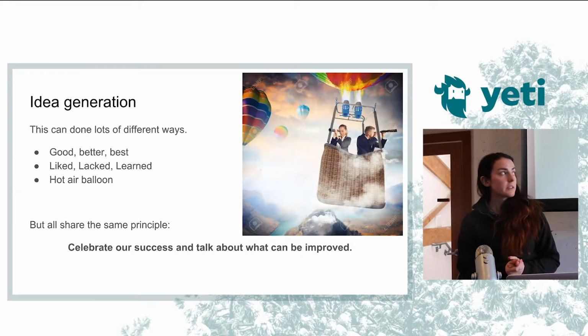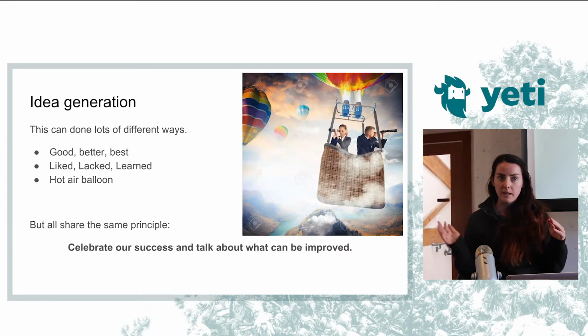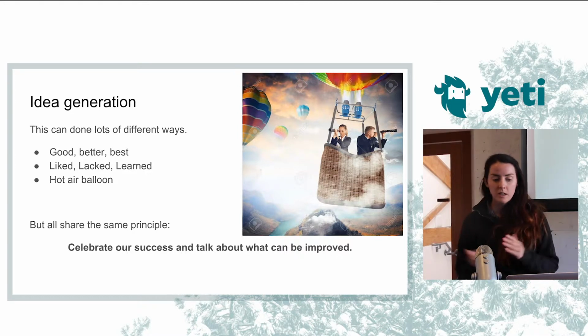The first thing that you want to do in a retrospective is to generate ideas. It can be done in a lot of different ways. There's the classic good, better, best model. Recently, we've been using liked, lacked, learned. And then there's also a lot of other fun activities like making a hot air balloon, and you can look at what's holding the balloon down, what's pushing the balloon up, and if there are any forces that could knock the balloon off of its trajectory. But at the end of the day, it's all the same principle, and it's ideally to celebrate the successes that the team has had, and then also focus on what could actually be improved.